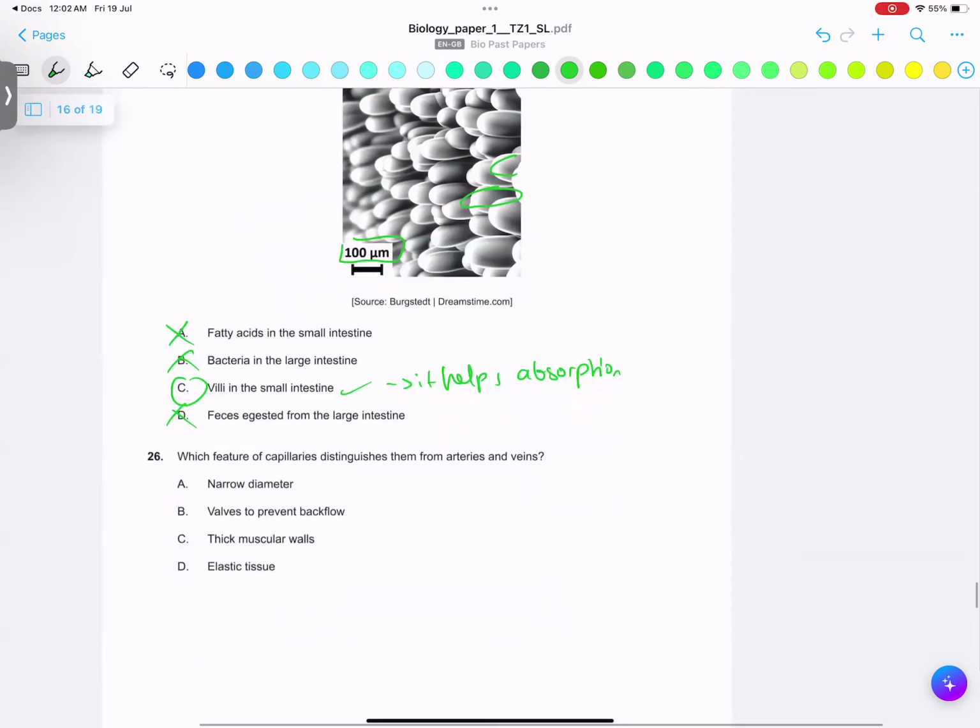So which feature of capillaries distinguishes them from arteries and veins? Narrow. So capillaries versus arteries and veins, right? So narrow diameter, which is true because arteries and veins do not have narrow diameters, whereas capillaries do. With it, therefore, they can deliver the product. Valves to prevent backflow, thick muscular walls, and elastic tissue. They do have valves to prevent backflow, so it is narrow diameter.